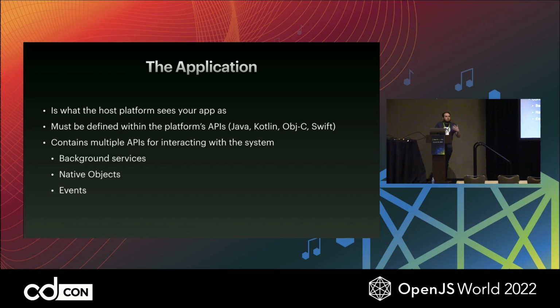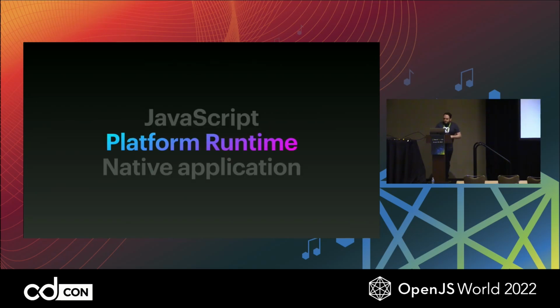So you can have background services on Android. You can have background fetch or messaging on iOS. There are native objects and events that you pretty much have to handle all the way, right? So to be able to talk with the native application, we have the Platform Runtime. What's the Platform Runtime?